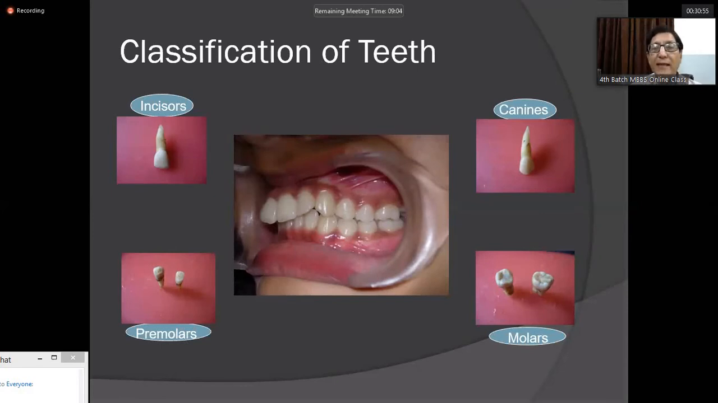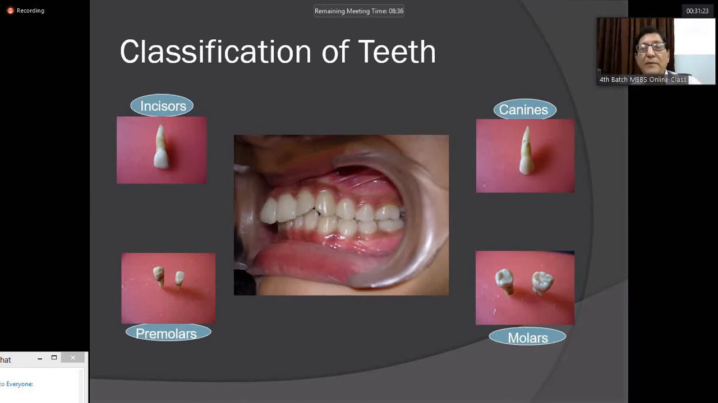Then the premolars are located in front of the molars but behind the canines. They have two cusps. They don't have many cusps, but they have two, so they are sometimes known as bicuspids, having two cusps. But because they are situated in front of the molars and behind the cuspid canine, they are known as premolars.